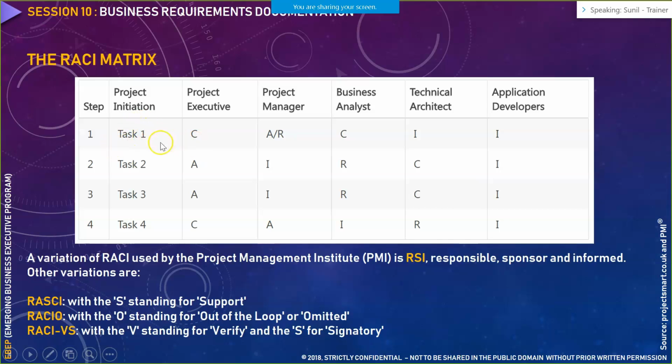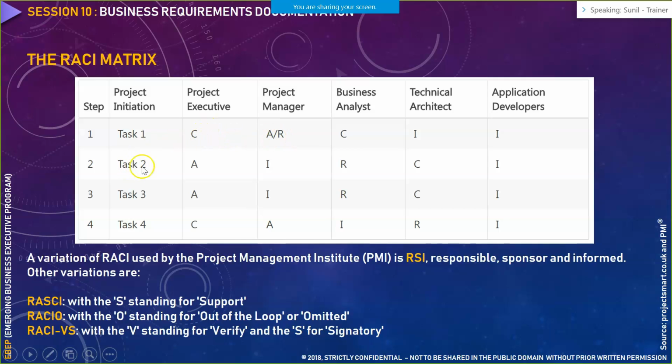So this way, you have to first outline the task. This task could be like developing a particular module, or testing a particular module, or analyzing a particular project. For example, if we take analysis, now analysis is an accountability of business analyst. Technical architect would be a role of consultation. Application developer would be in the role of consultation. Project manager would be informed and project executive would be informed.